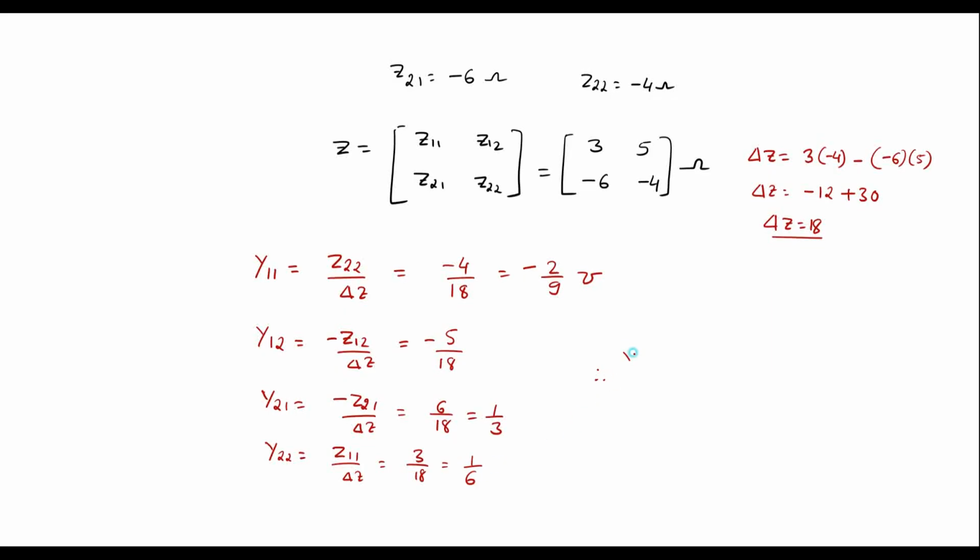So therefore I can write Y, with parameters Y11, Y12, Y21, Y22, equal to minus 2 by 9, minus 5 by 18, 1 by 3, and 1 by 6. The unit is mho. Thus we calculated Z and Y parameters for the given circuit.